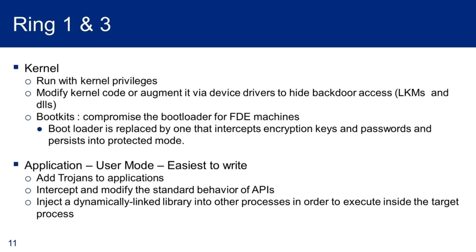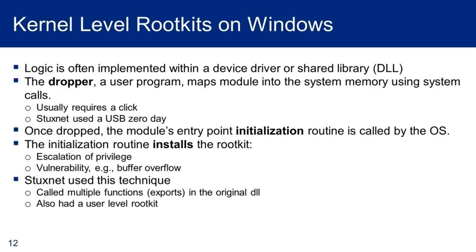An application-level rootkit is operating in user space, so it is easiest to write. The main approach is to inject DLLs into other processes to intercept and modify API behavior. Kernel-level rootkits can also be implemented as DLLs, but as with Linux, you need root access to modify kernel behavior.